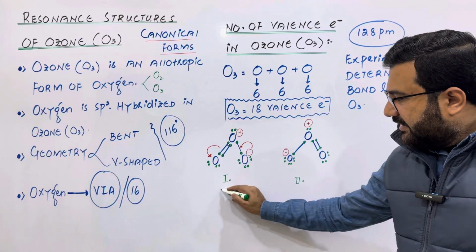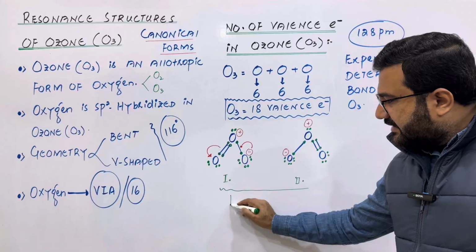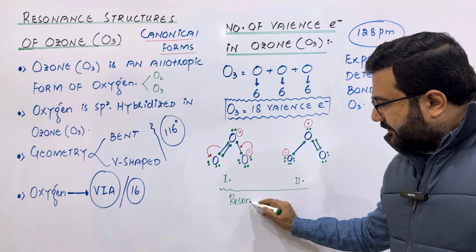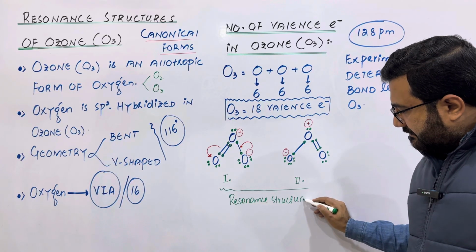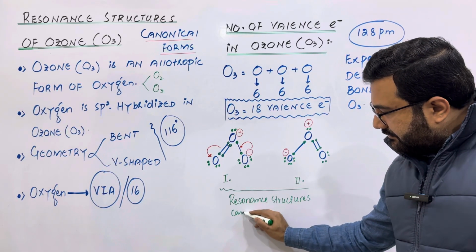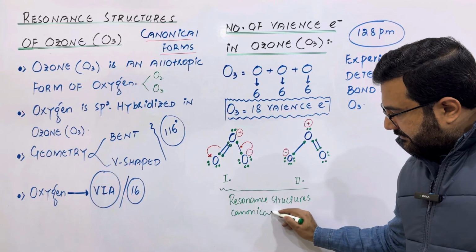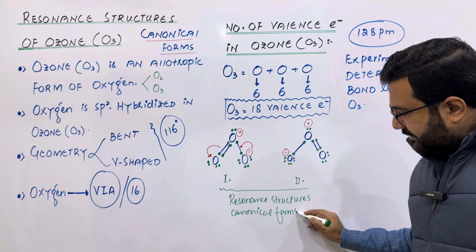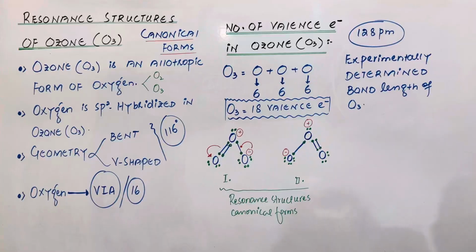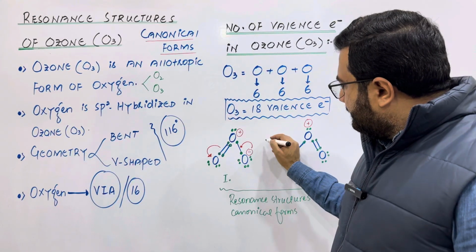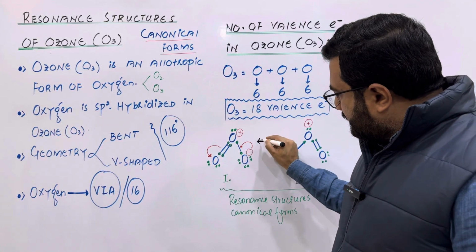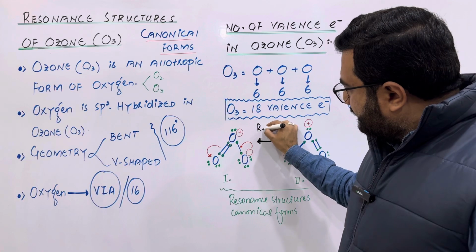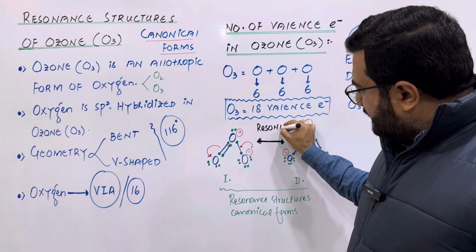These two structures are called resonance structures or canonical forms of ozone. Resonance structures are also called canonical forms, and they must be connected through a double-headed arrow, which is the symbol of resonance.